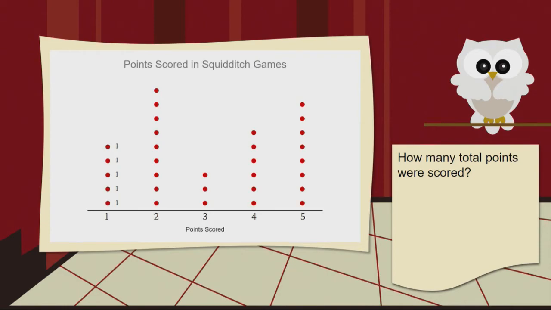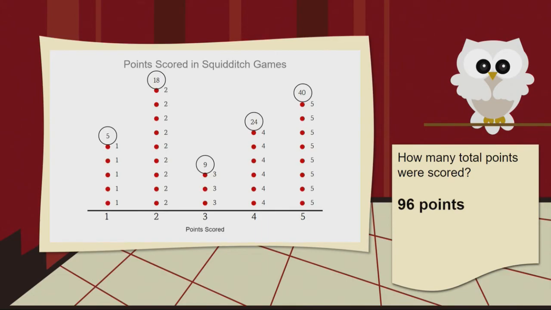So what we need to do is consider each dot and how many points were scored for each dot. So all of these dots, they only scored 1 point. So that's a total of 5. In all of these games, they scored 2 points, which gives us a total of 18. So how about the third column, 3 points scored? How many games do we have? 3. So how many points would that be total if each one was 3 points? 3, 3, 3, which is 9.